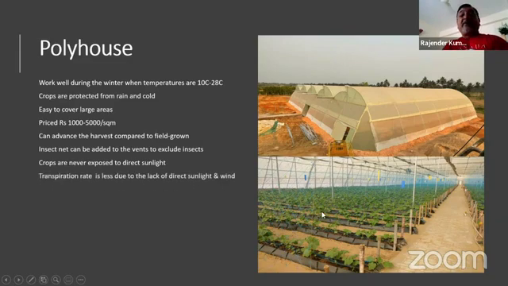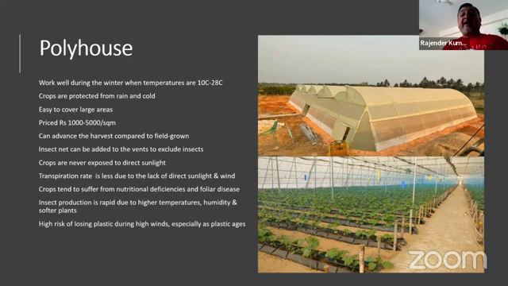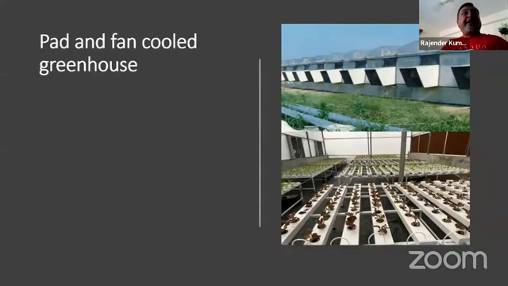But a problem during winter or rainy season is that this covering reduces the light inside, so it may reduce your evapotranspiration, and that may reduce your yield levels. Also during high wind, if the structure is not installed properly, high wind may damage the structure and crops also. So then, the fan-fed cooled greenhouse.